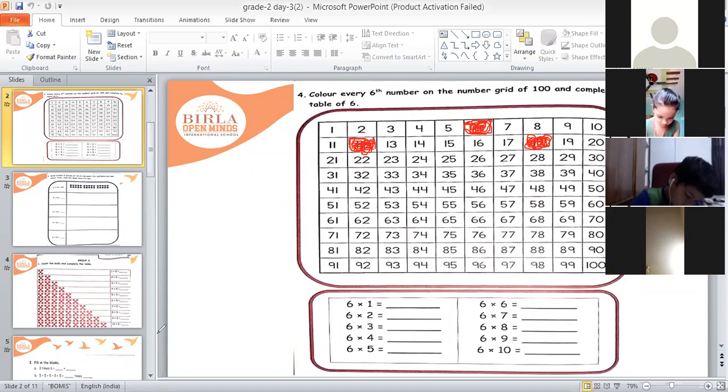Okay, now Akshaj, tell me the next sixth number after 18. Quickly. 24. Okay, that's correct. So after 18, the next number is 24. So we will color number 24. And you have to color that complete box.